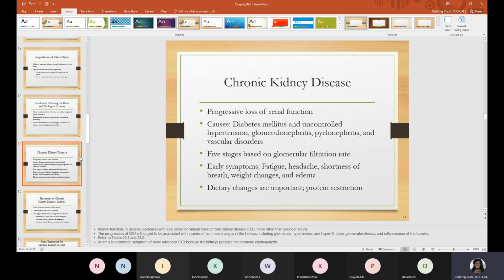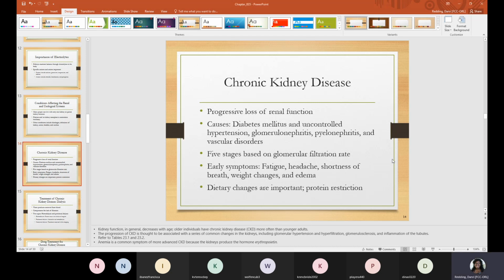Some early symptoms in detecting chronic kidney disease would include a person experiencing fatigue, headache, and shortness of breath, which, remember, its abbreviation is SOB. Some other early symptoms would include weight changes and edema, which you should know means swelling.